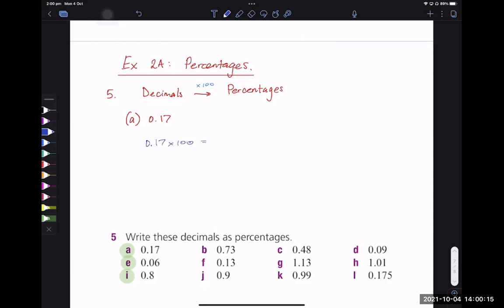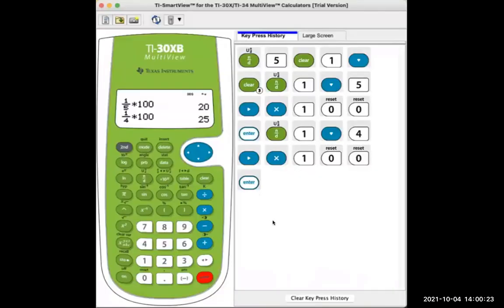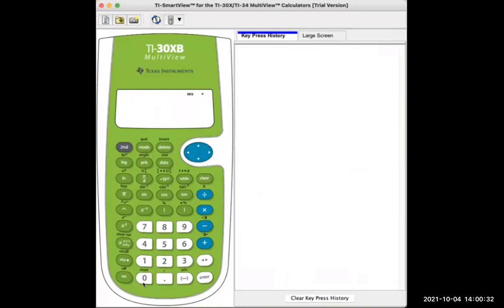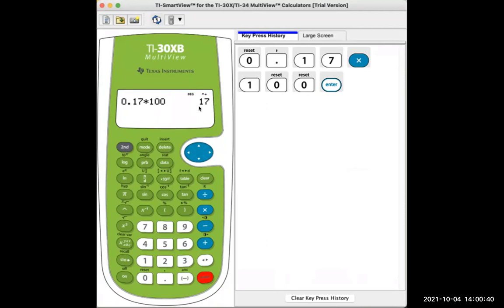Okay, let's bring that over to the calc. 17, fantastic. Thank you, Vivian. And I'll just show everyone here on the calculator as well. I'm just going to press clear so the screen goes clear. So I go 0.17 times 100. Press enter. You get 17. That's 17% as your answer.